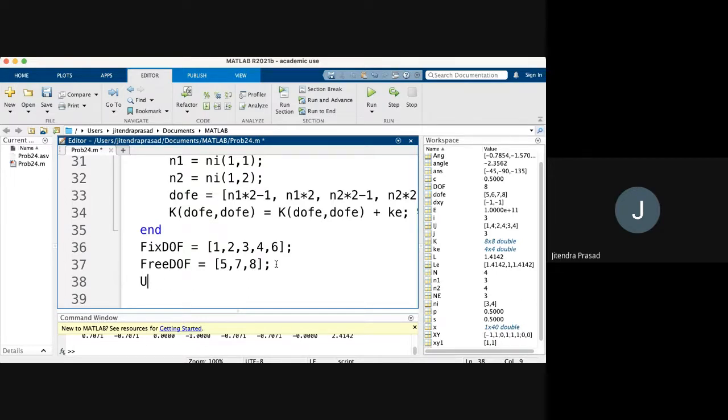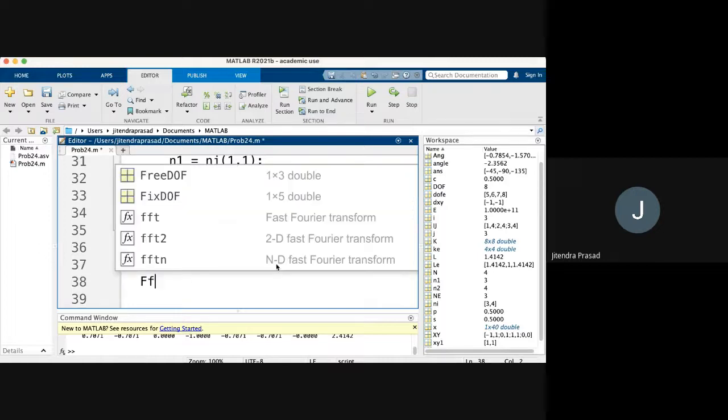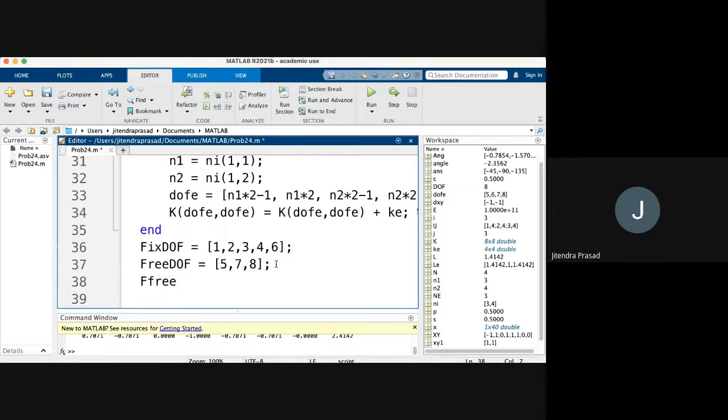So I think f free is equal to, we have number 1 and number 5, we don't have anything, so we have 0. Number 7, we have 1e3 force, and there is no force upwards, so we have 0. But remember, we have to make it a vector, so we take the transpose of that.